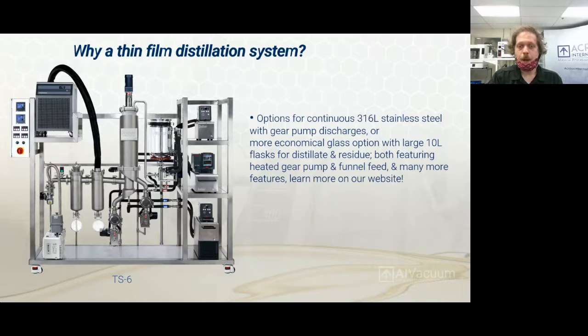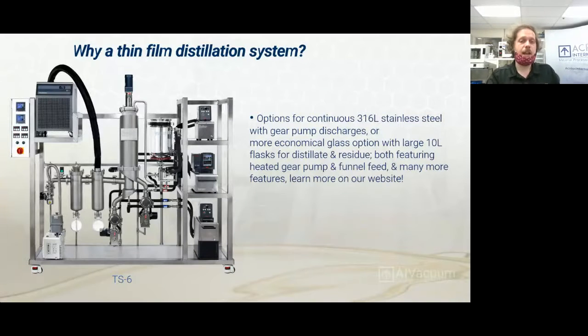So the glass model, which you can see on our website, does not include those gear pumps on the two discharges for the distillate and the residue. So that's a semi-continuous system versus this is a completely continuous system. But they're very large, 10-liter flasks, so it allows for long run times, while the feed funnel on both is a heated gear pump, which allows the crude oil to hit the evaporator much hotter, which in general will result in much faster distillation rates.